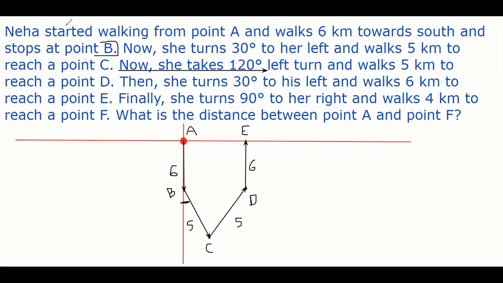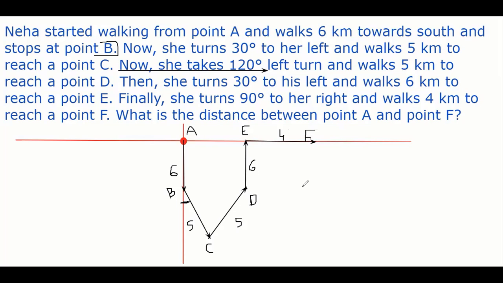What is the last thing? Finally, she turns 90 degrees to her right and walks 4 kilometers to reach point F. East or west? So east. Diagram is okay? Yes, sir. So guys, the diagram is done. How many kilometers did you say here? It's 4 kilometers. So guys, it's very important: 30, 60, 90, those are important. So we got the diagram now.